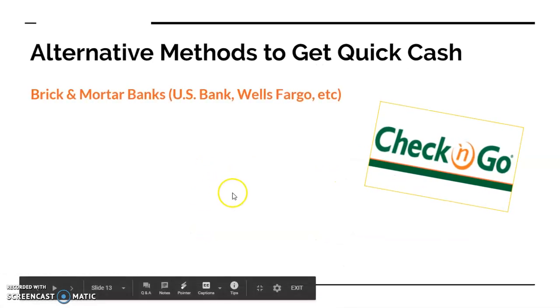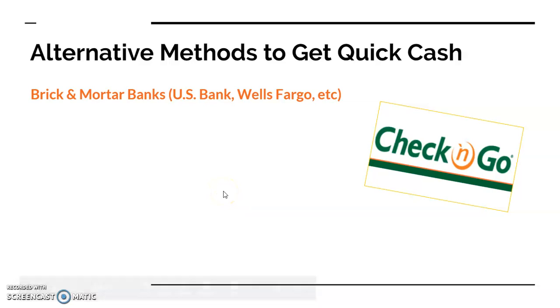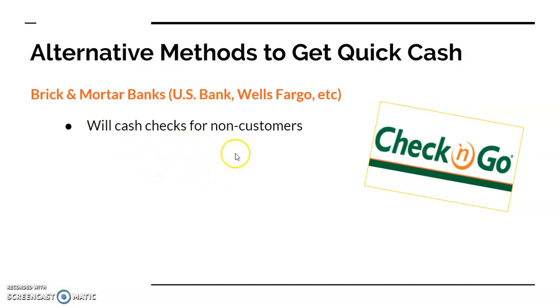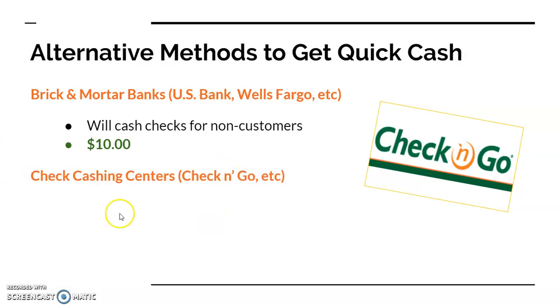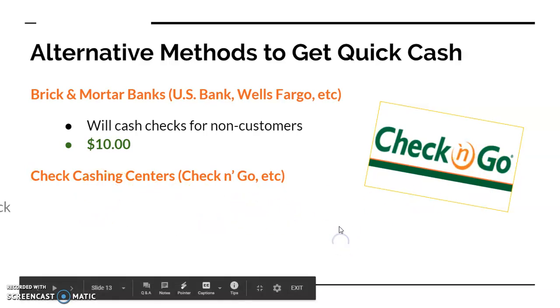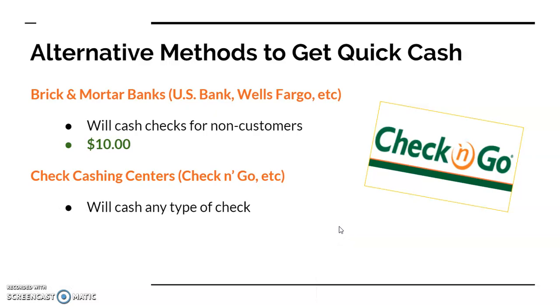Other alternative methods are check and go. Brick and mortar banks such as US Bank, Wells Fargo, etc., may cash checks for non-customers, but they're not going to do it for free. It's going to cost you about $10 to do that. You can also use check cashing centers such as Check and Go. Check and Go is going to offer a service allowing you to cash any type of check and will take 3% off of that check in order to provide that service for you.